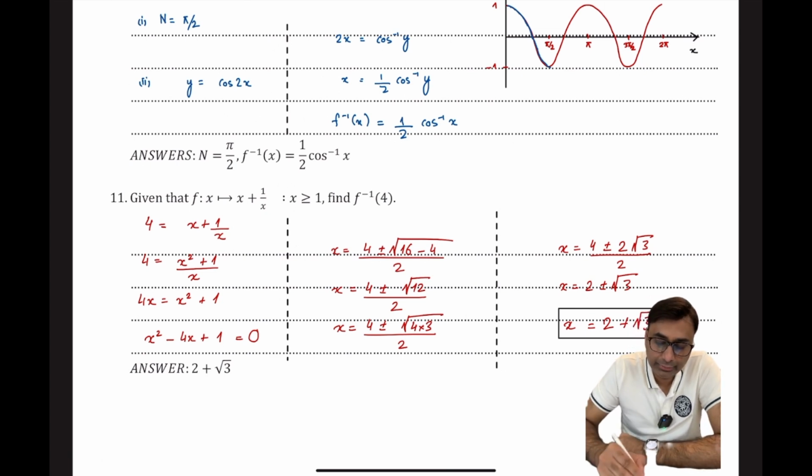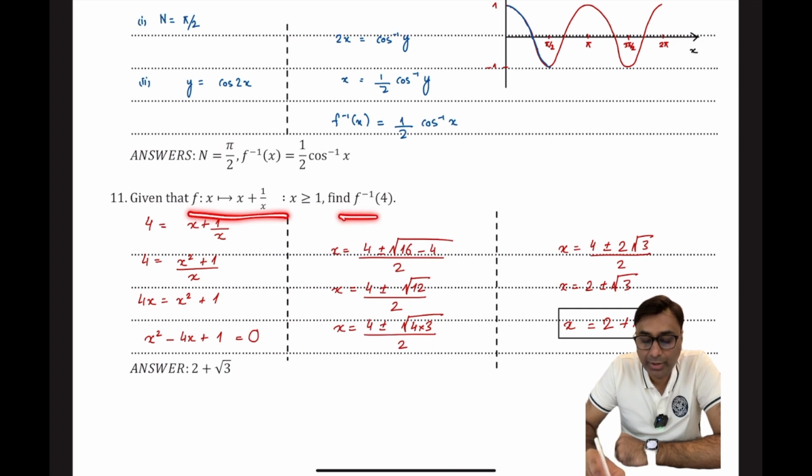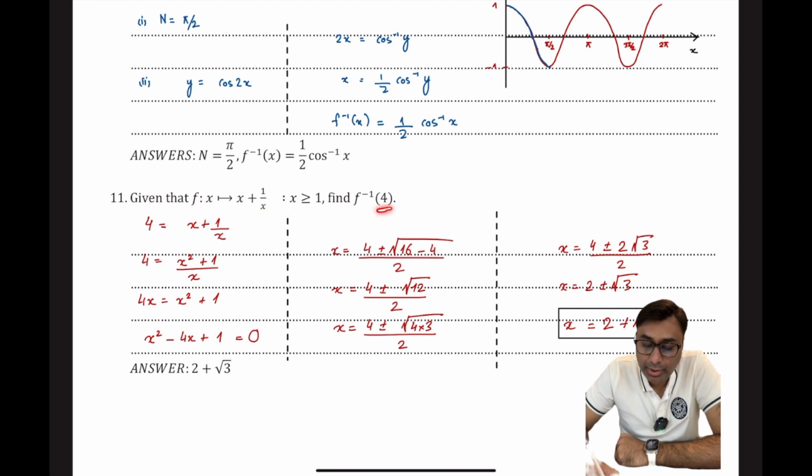One more thing I would want you to know is that not in all cases do you have to find the inverse function. Like if a question says that f(x) is x plus 1 over x and you have to find f inverse of 4, then don't do the long process of finding the inverse function and then putting x as 4. You can just use the concept that 4 is the domain of the inverse function.